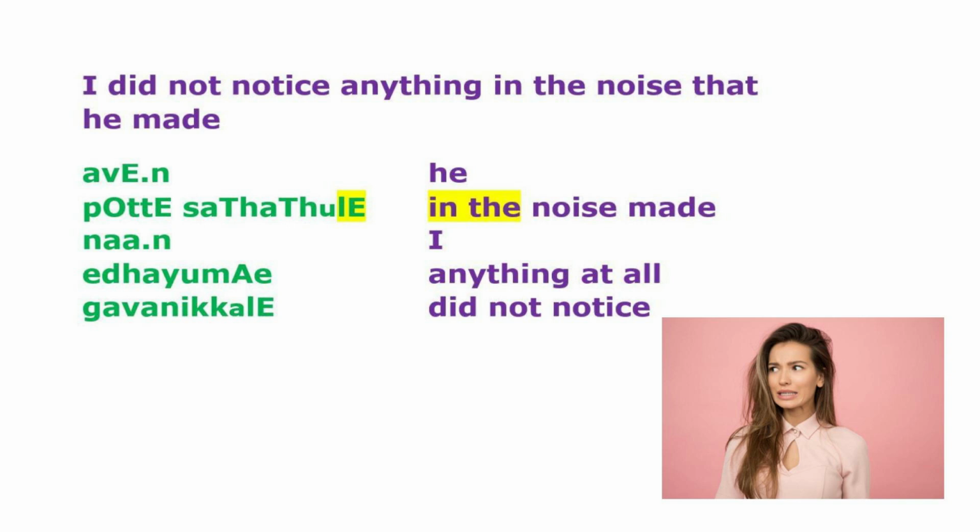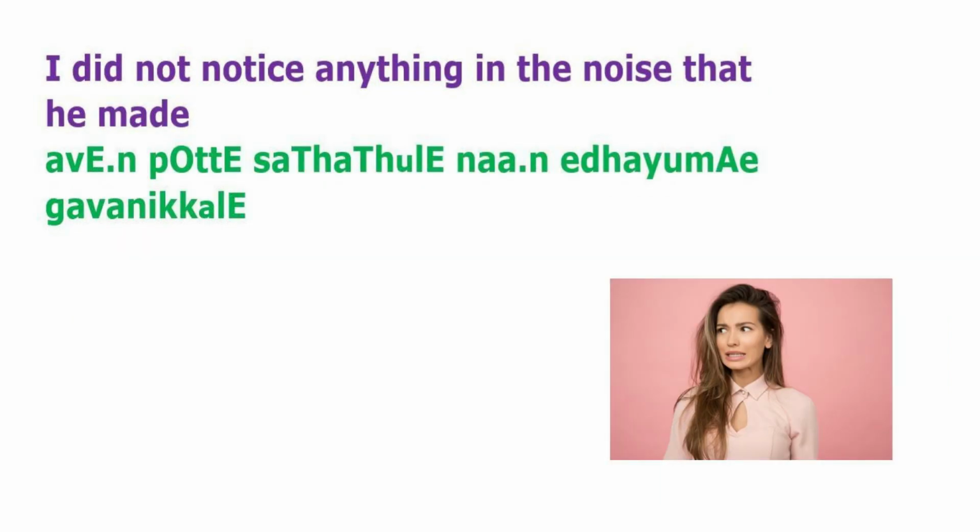I did not notice anything in the noise that he made. அவன் போட்ட சத்தத்தில் நான் எதையுமே கேட்கல. அவன் போட்ட சத்தத்தில், அவன் means he, போட்ட சத்தத்தில், the noise he made, நான் எதையுமே, nothing at all or anything at all, கவனிக்கல, I did not notice. In the noise he made, I couldn't hear, I couldn't listen to anything. I did not notice anything in the noise that he made. அவன் போட்ட சத்தத்தில் நான் எதையுமே கவனிக்கல.